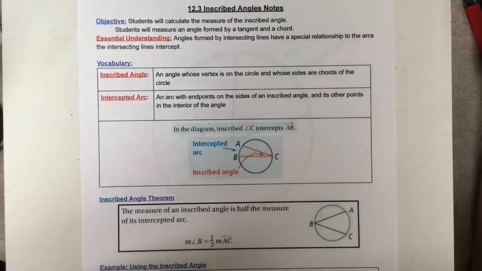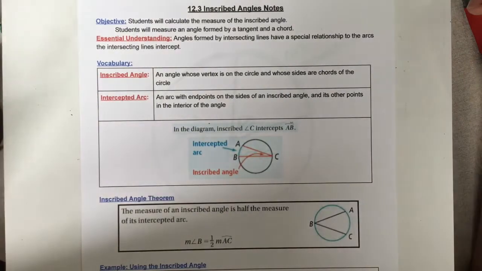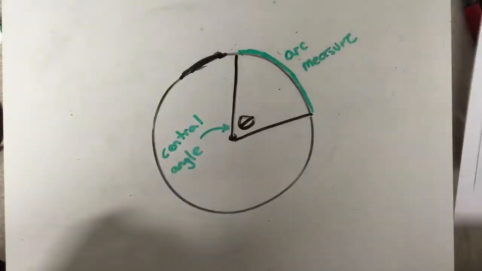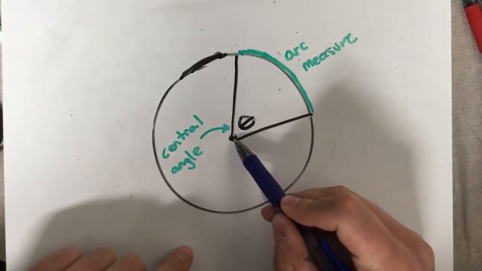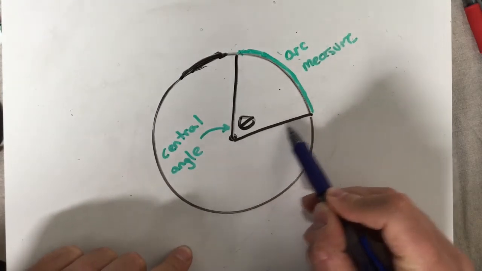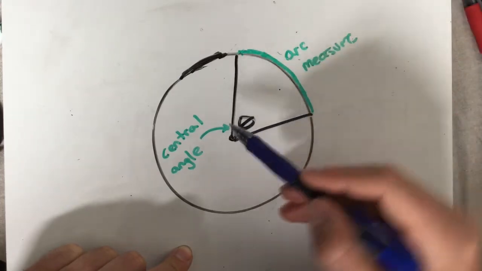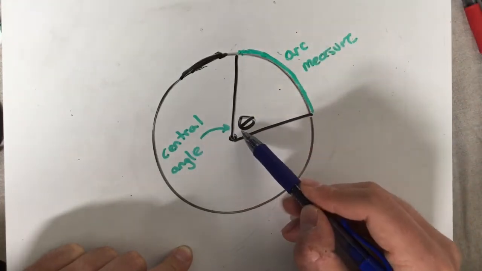In this lesson, we're going to talk about inscribed angles in a circle. But before I get into that, I want to review some vocabulary real quickly. In a circle, if you have from the center what we call a radius, and we have two radii here, it creates what's called the central angle.